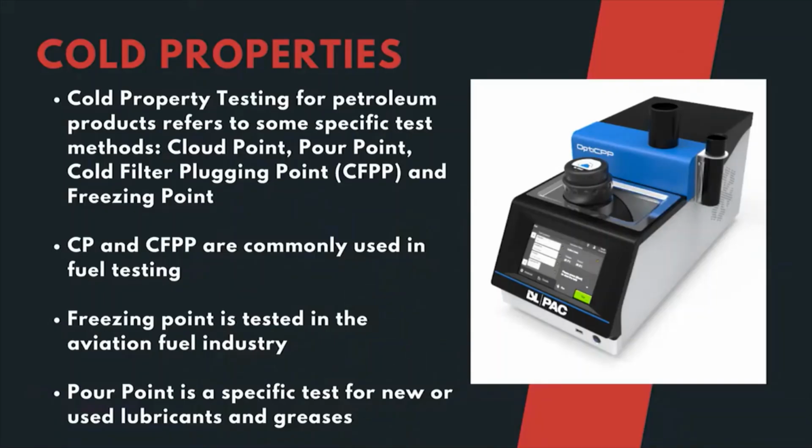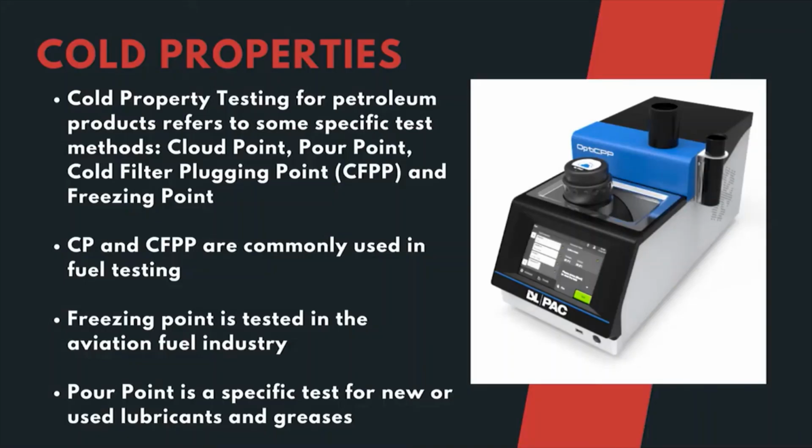Then the cold properties. The cold property testing for petroleum products refers to some of the test methods, starting with cloud point, pour point, cold filter plugging point CFPP and freezing point. So, these are all important tests, because most of the petroleum products or lubricants are taken to high altitudes or a place where the temperature will be sub-zero. In those places the fuel or lubricant should not freeze or stop flowing. In order to address those issues, these kinds of properties are being tested.